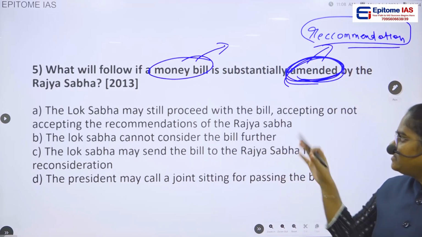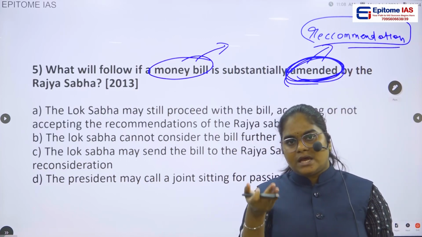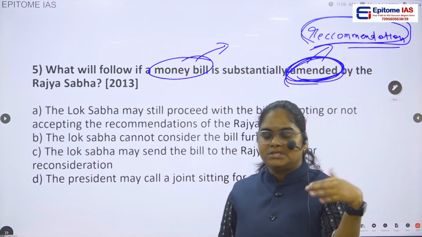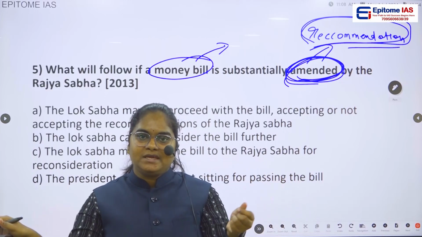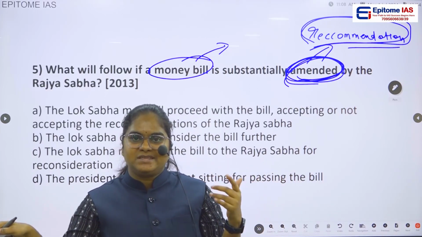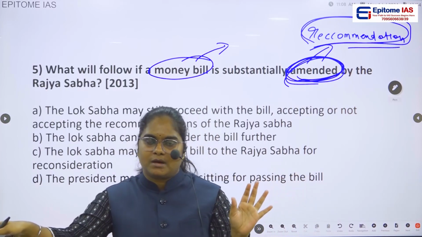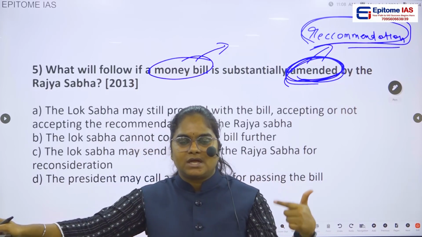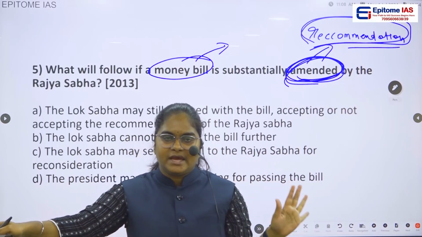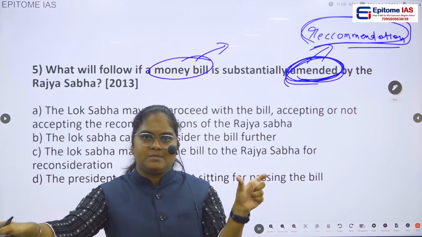Okay, so whenever the money bill is transmitted to Rajya Sabha and the Rajya Sabha makes some recommendation, what are the options the Lok Sabha has? Simply, the Lok Sabha can either accept those recommendations or reject those recommendations. In both cases, it's up to the Lok Sabha. The recommendations of the Rajya Sabha are not binding on the Lok Sabha.